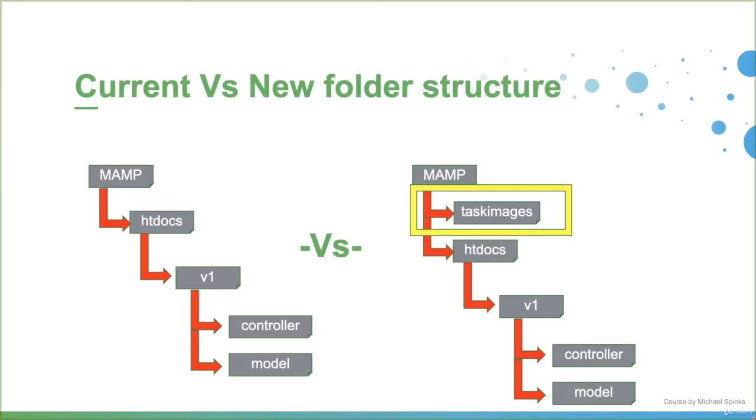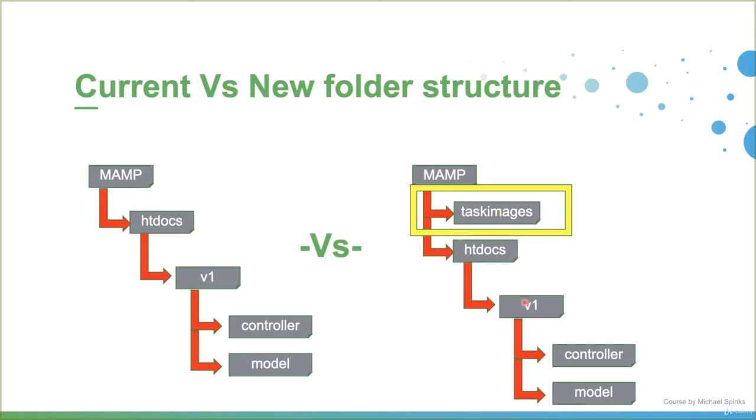So what we've got currently is the MAMP folder, htdocs, which is what's called the web root. That's basically what our web server serves to the public. We then have v1, which contains our current API stuff. We then have the controller and the model. But versus the new folder structure that we're just about to create, you can see here we've actually inserted a task images folder. But you're probably thinking, well, why isn't this folder within the web root or the v1 folder?